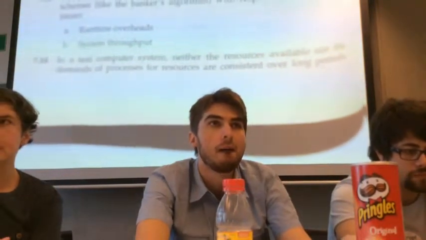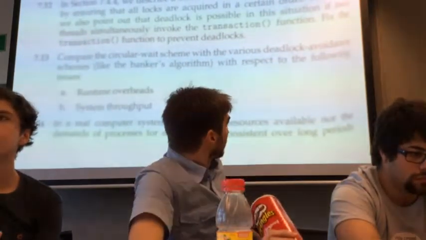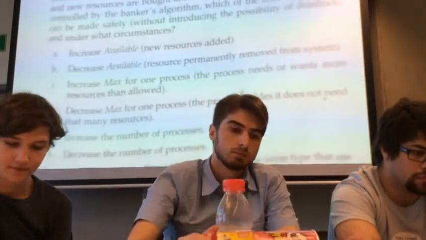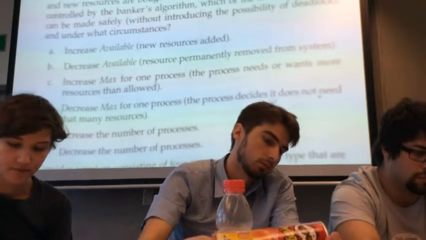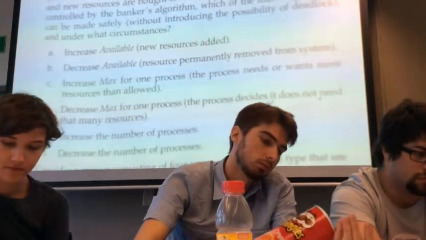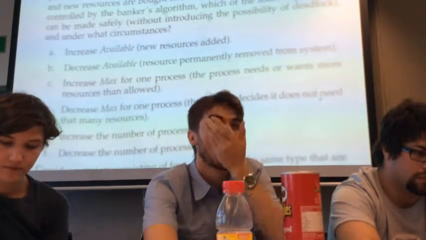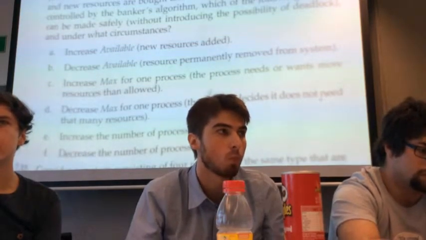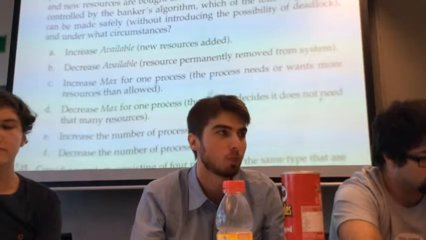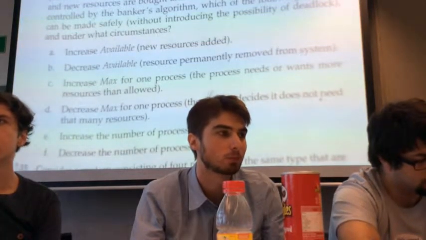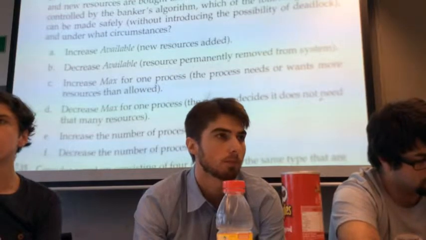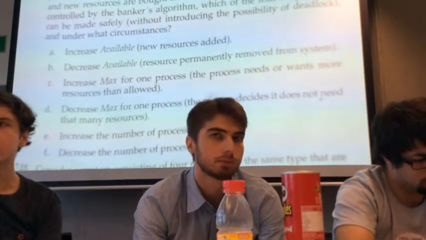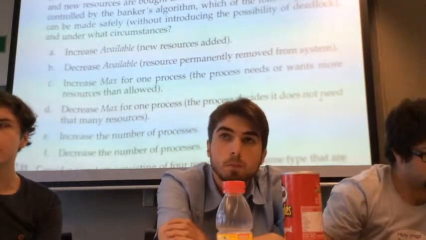In a real computer system, neither the resources available nor the demands of processes for resources are consistent over long periods, in brackets, months, perhaps even days. Resources break or are replaced, new processes come and go, new resources are brought back into the system. If deadlock is controlled by the banker's algorithm, that was where we finished last week, which of the following changes can be made safely, which presupposes we know what a safe state is, that's defined. Which of the following changes can be made safely, and under what circumstances?